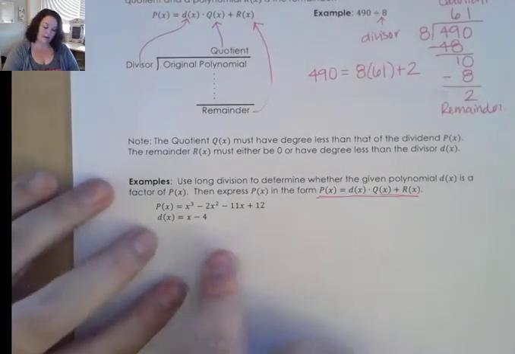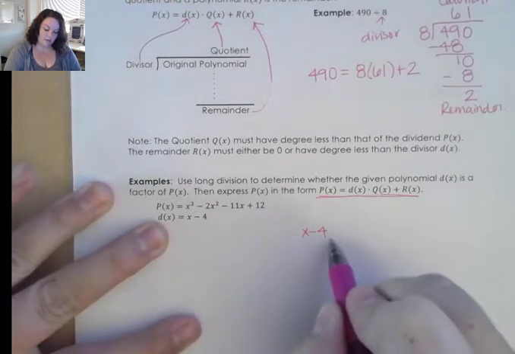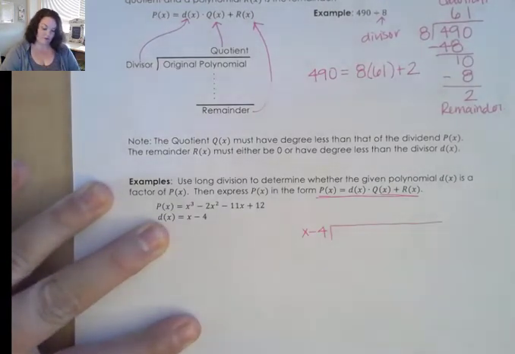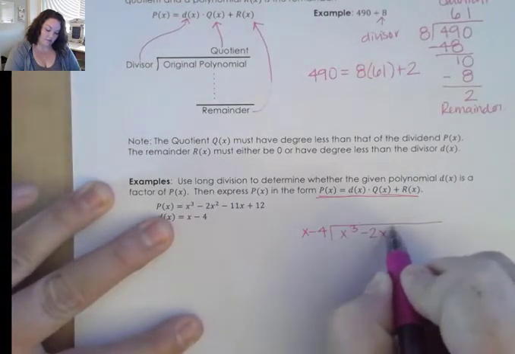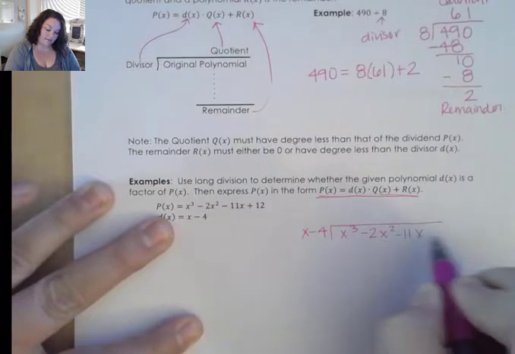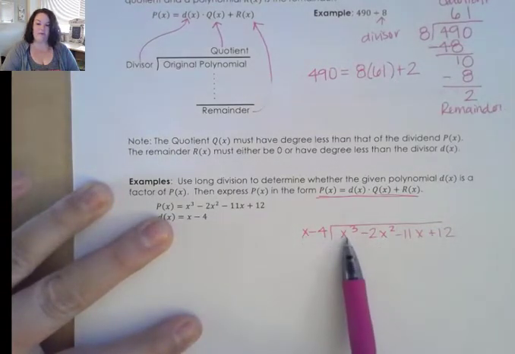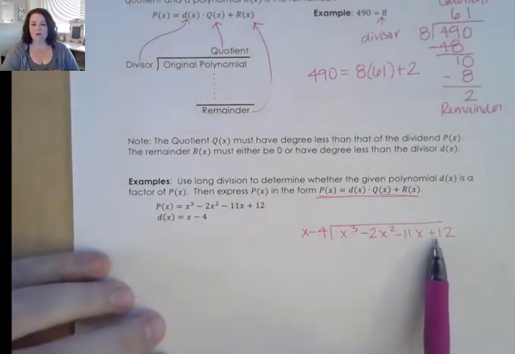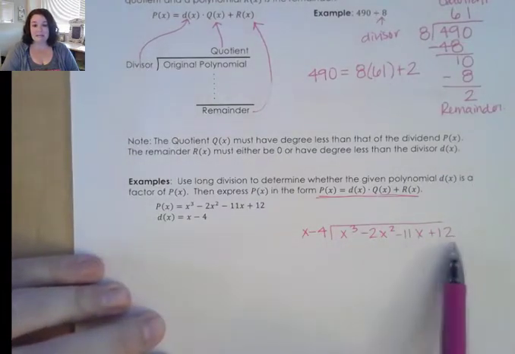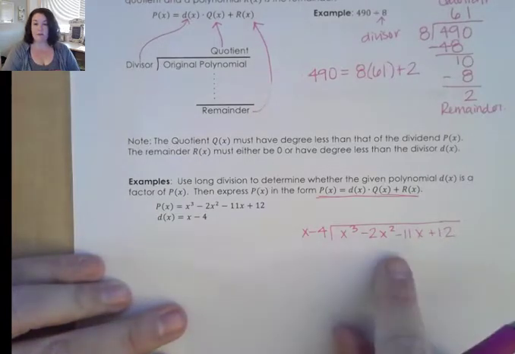Okay, so let's go ahead and write our divisor, which is x minus 4, and we're dividing that into our original polynomial, which is x cubed minus 2x squared minus 11x plus 12. Notice we have everything from an x cubed down to a constant term. It goes from x cubed to x squared to our x term to our constant term. If we're missing any of those, we have to fill in with a 0 placeholder. So I'll show you one like that in a minute.